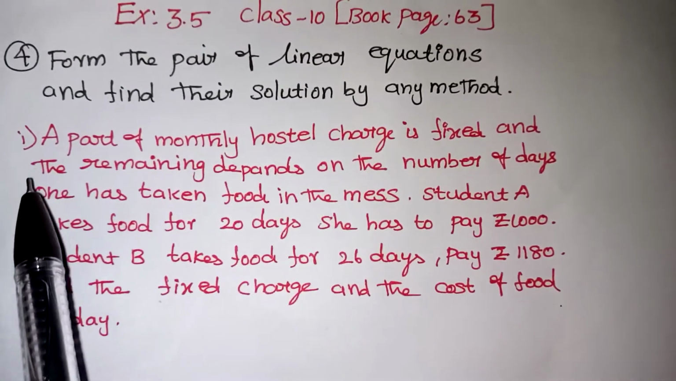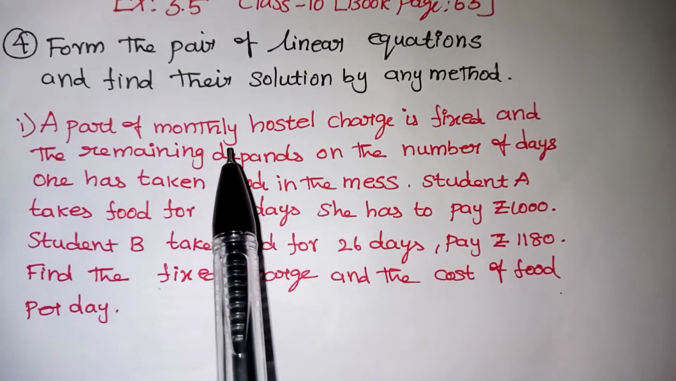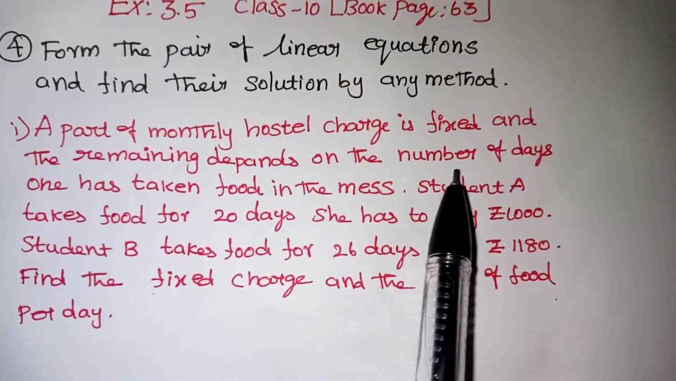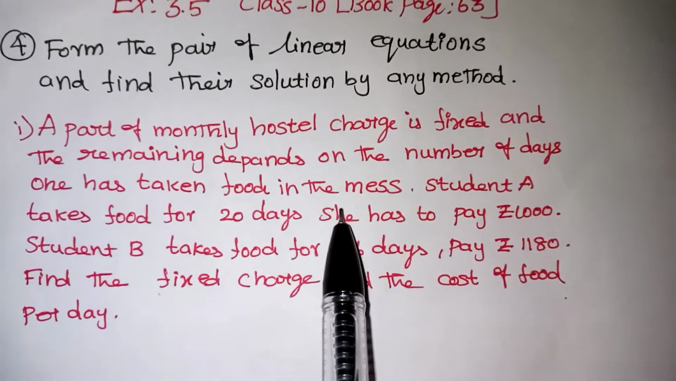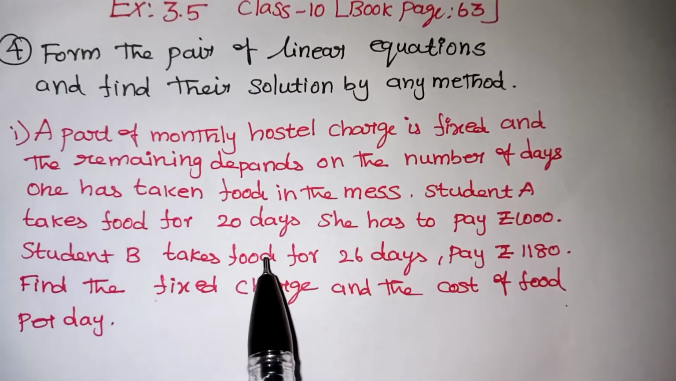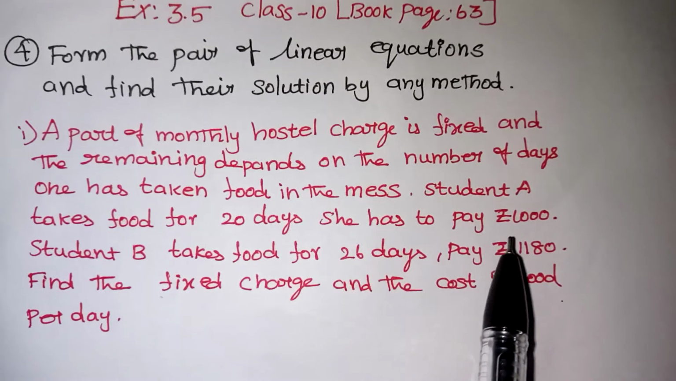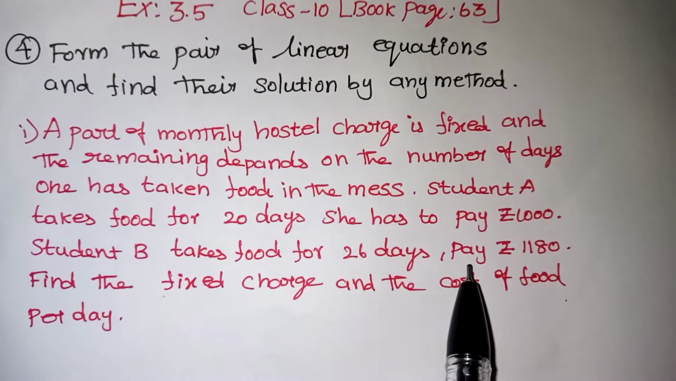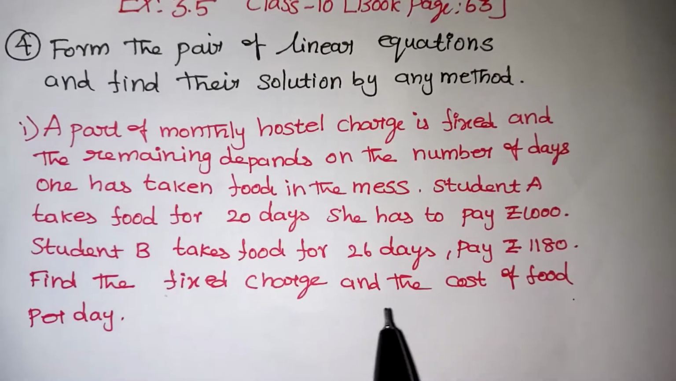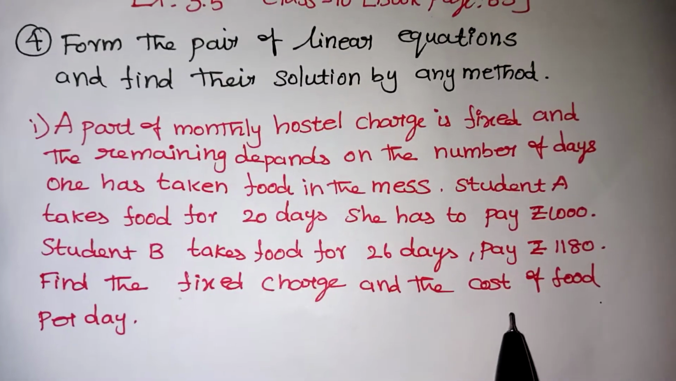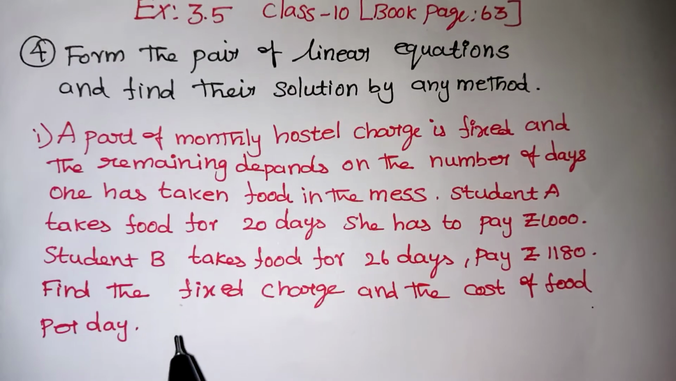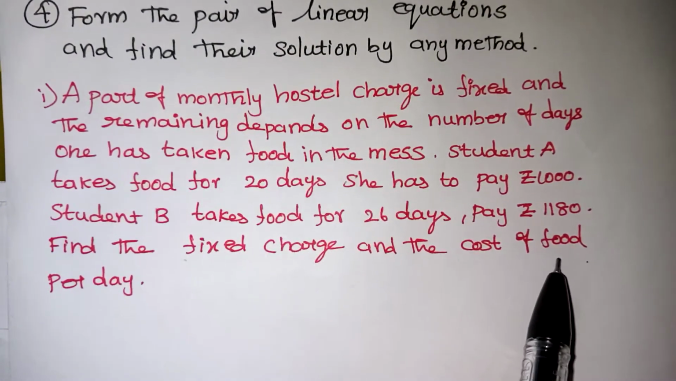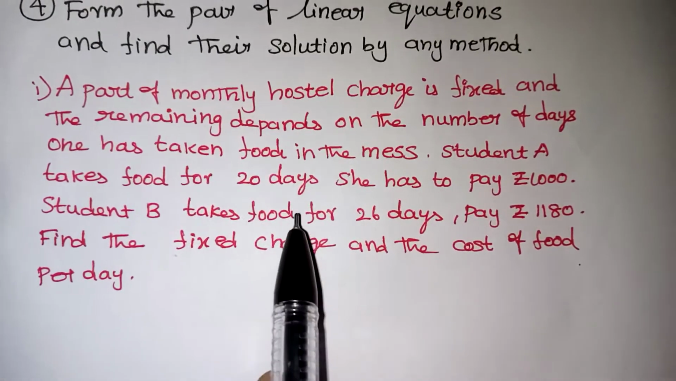Here our question is, a part of monthly hostel charge is fixed and the remaining depends upon the number of days one has taken food in the mess. Student A takes food for 20 days. She has to pay 1000 rupees. Student B takes food for 26 days. Pay 1180 rupees. Find the fixed charge and the cost of food per day. That means fixed charge for all the students is same. Cost of the food will vary depending upon the days they have taken the food.